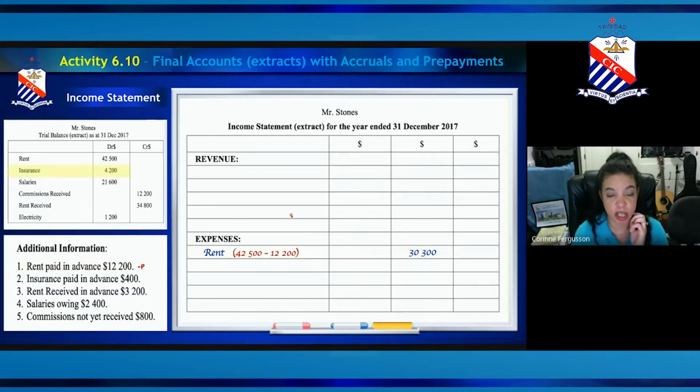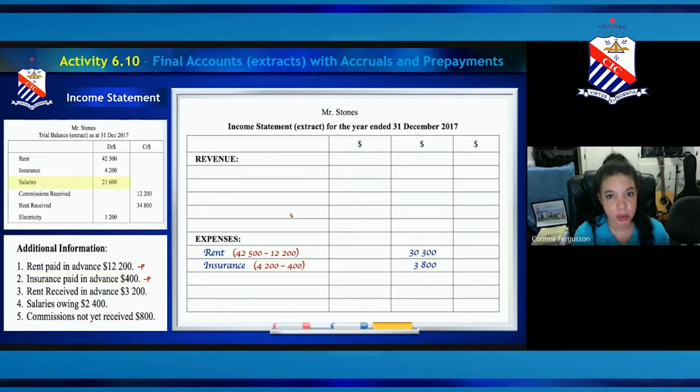Next one is insurance. What do you do? After you have your insurance, you check for it. You check, are there any notes? Yeah, there are. It's a paid in advance, which is a prepayment. What do you do with prepayments? You less it. So you go under expenses, you put insurance, the amount from the trial balance less your prepayment. Make sure and put your working, and the answer is 3,800. Moving on.